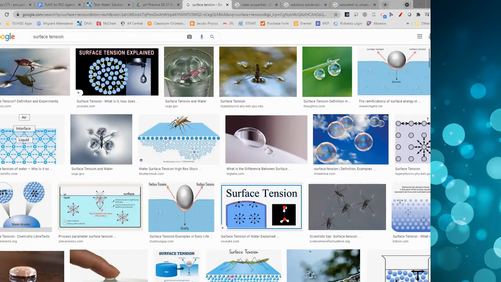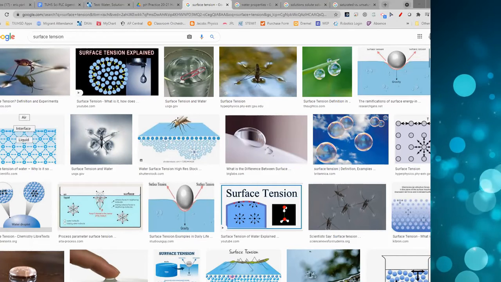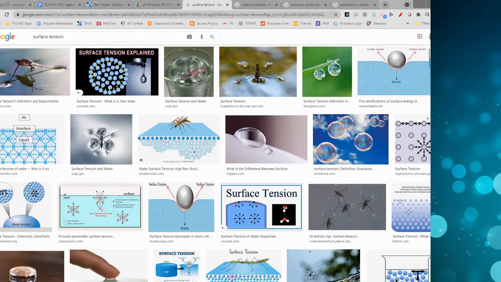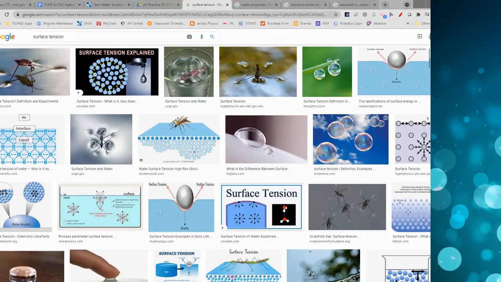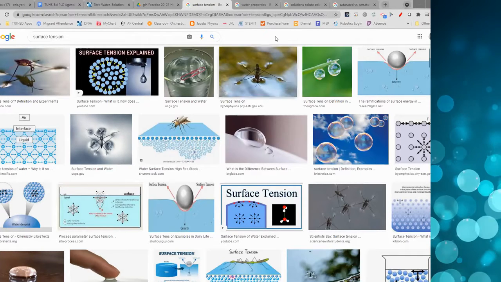Again, some of the words that we've reviewed that you'll want to know for the test would be polar. What does it mean that a molecule is polar versus nonpolar? Hydrogen bonding, surface tension, capillary action.